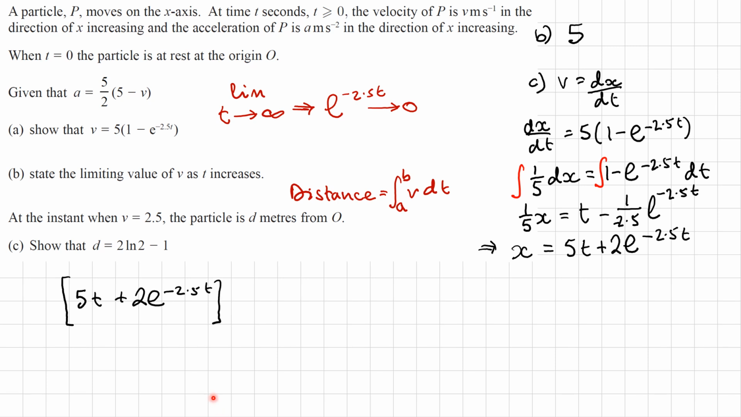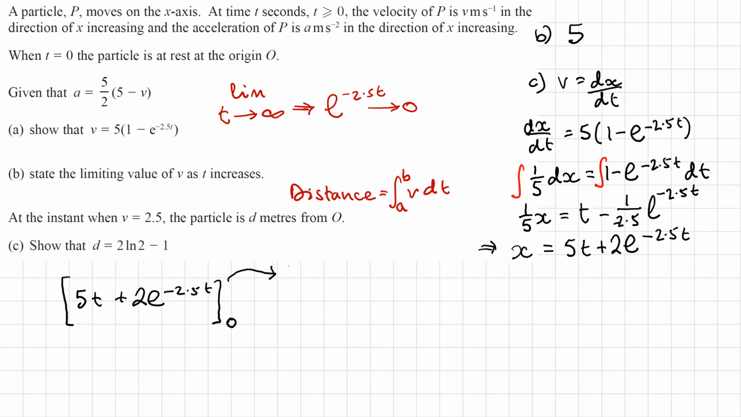And we want to find the distance from O. Now we know that when it was at O, that was at time equals 0. So we know that this limit is 0. We need to find this upper limit here, and this time it is going to be when v is 2.5. So using v is 2.5, we want to find t. So the 2.5 is going to go in here to allow us to find what t is. So let's just do that working.